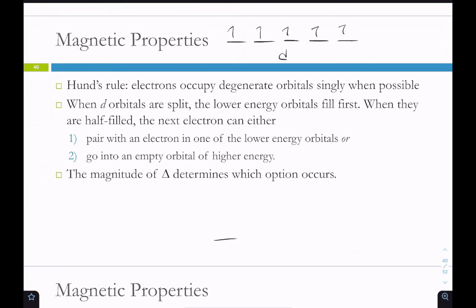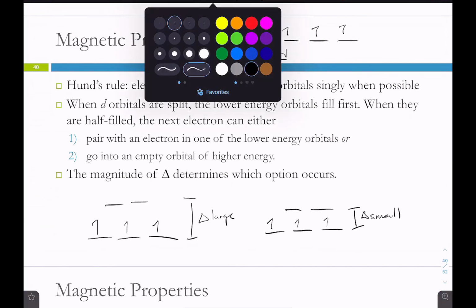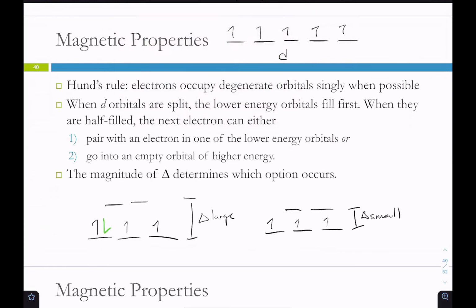When you have these orbitals split into 2 different energy levels, then we now have to make a decision. So let's call this one the large, and then we'll do one where they're closer, so a small. When these electrons get added into these orbitals, we have 2 choices once we've filled in the lower energy orbitals, because lower energy orbitals always fill first. Those options are either pair an electron with another one in a lower energy orbital, or we can have it jump to a higher energy orbital.